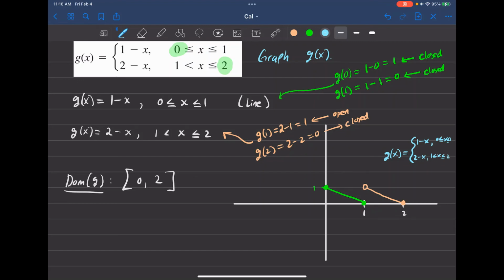Now, we know the domain is 0 to 2. As you can see, the graph exists only from here to here. So that's the domain. And what about the range then? The range of g is the set of y values. That's going to be the lowest, which is right here, and all the way up to here. So it's only from 0 to 1. From here to here, that will be the range, including 0 and 1, because they are included right here.